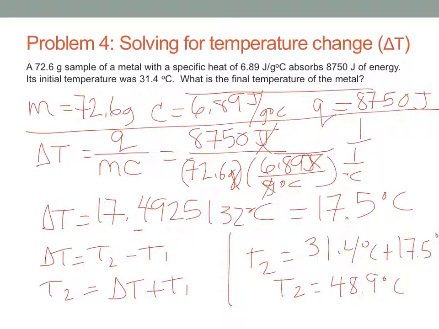48.9 degrees C, and in adding and subtracting, you want to look at which number has the fewest digits to the right of the decimal, and all three numbers were at the tenths place, so leaving this number at the tenths place is appropriate, no rounding needed. So our T2 is 48.9 degrees C.